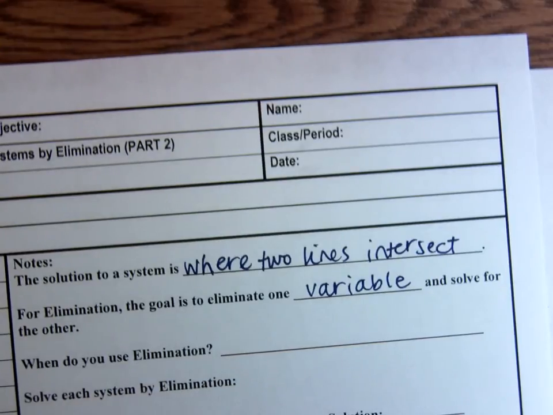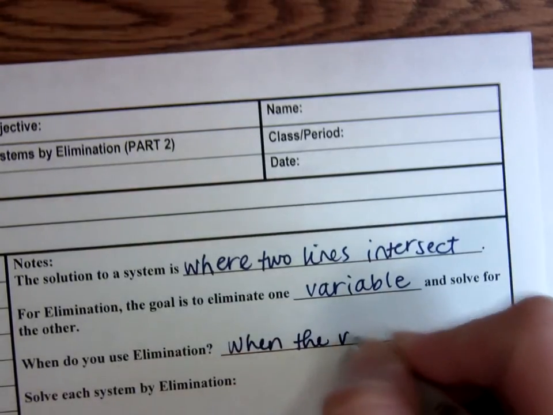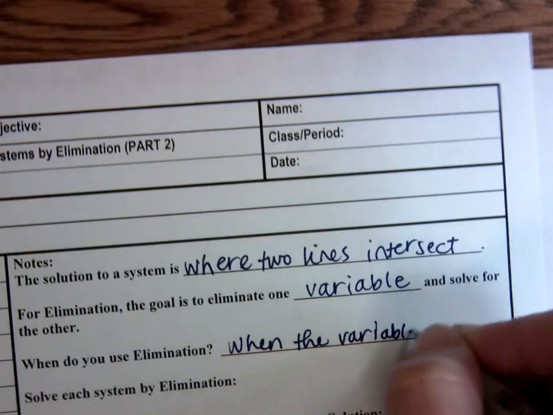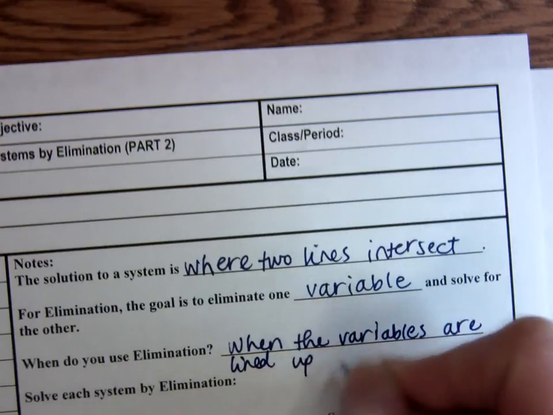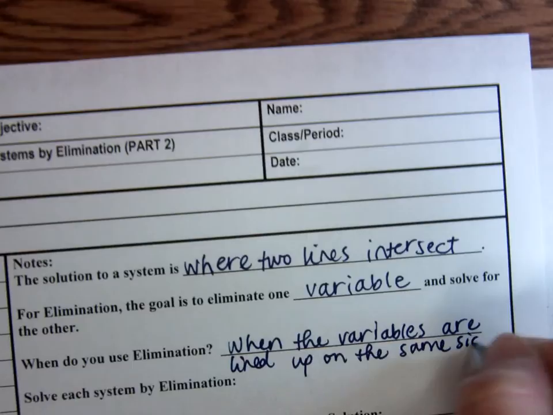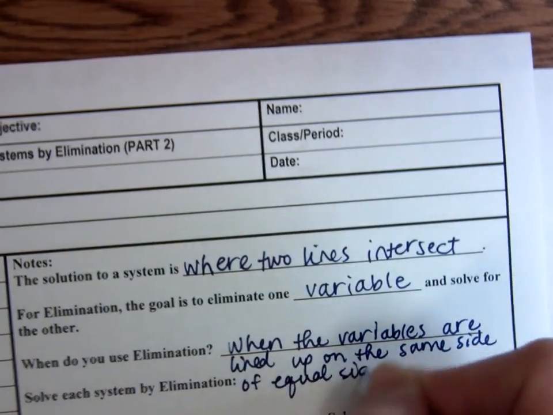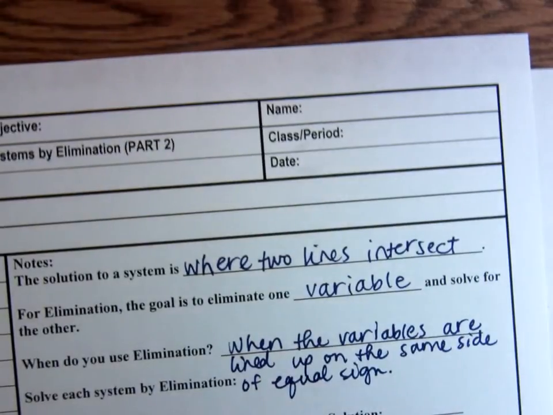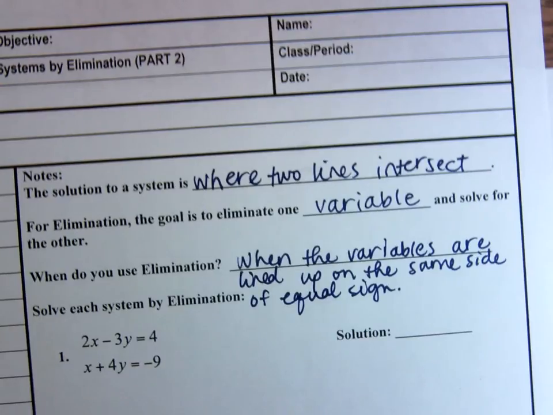Do you remember? That's right, when the variables or letters are lined up on the same side of the equal sign. So when the variables are lined up on the same side of the equal sign is when you would do elimination, or when it's better to do elimination. So it's asking you to solve each system by elimination here.